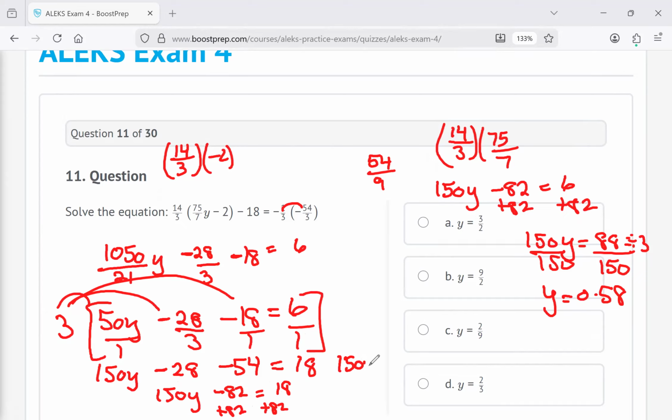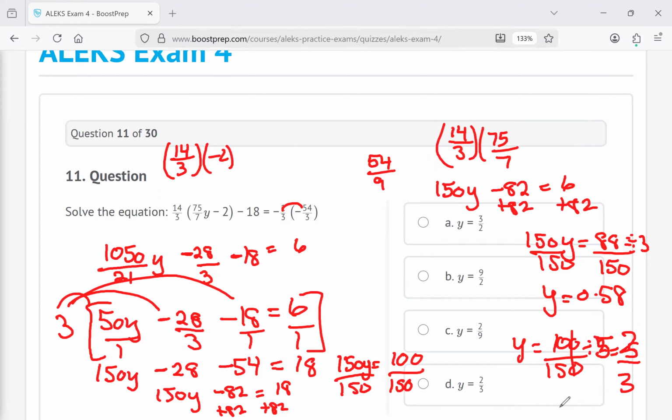Get 150y equals 18 plus 82, which is 100, divided by 150. That is our answer. So y is 100 over 150. The zeros cancel, and then you're going to reduce this by 5, sorry. 10 divided by 5 is 2. 15 divided by 5 is 3. So your answer is 2/3, D. See, it's very easy to make mistakes, so just be careful.